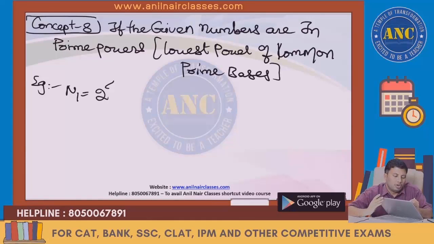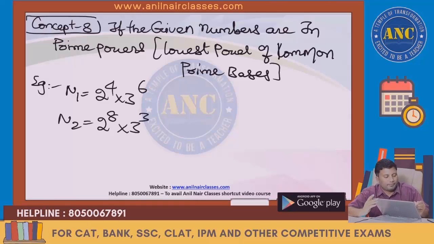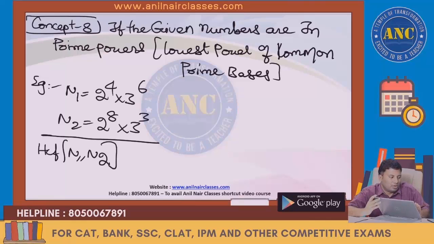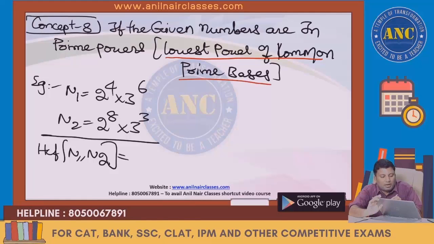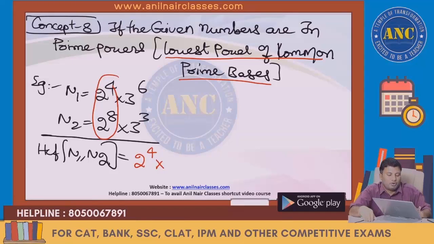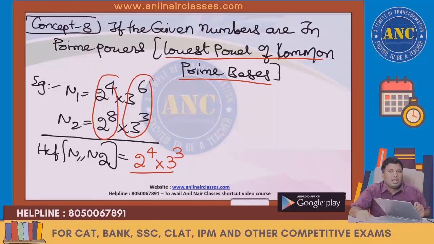n1 is equivalent to 2 power 4 into 3 power 6. n2 is equivalent to 2 power 8 into 3 power 3. HCF of n1 comma n2. Now see here, what is HCF? The lowest power of the common prime bases. 2 power 4, 2 power 8. Lowest is 2 power 4. 3 power 6, 3 power 3. Lowest is 3 power 3. Answer is 2 power 4 into 3 power 3.